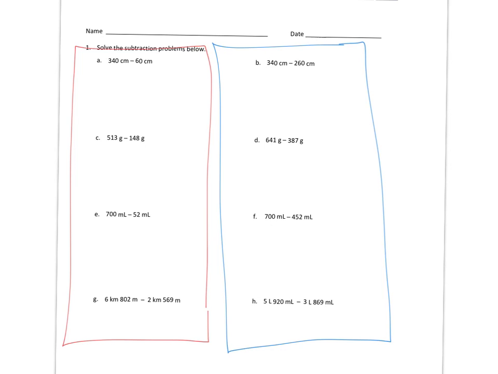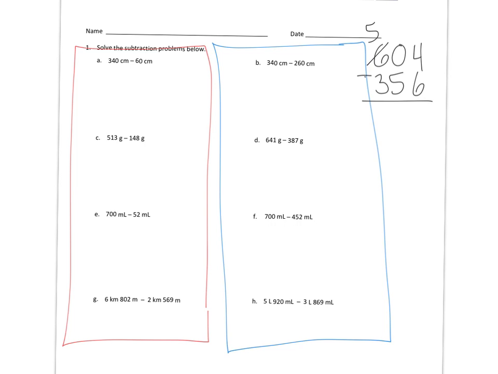So the only thing that I would like to remind you is that whenever you have to borrow twice, don't forget that you may have to borrow across a zero. And to do that, you'd have to go all the way to the hundreds place. So, for example, if you were doing 604 minus 356. Okay, so I cannot do 4 minus 6. So I would have to borrow, but I can't borrow from 0. So I have to go all the way over to my hundreds place.